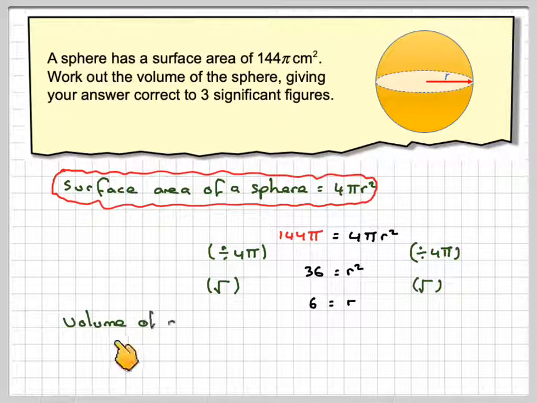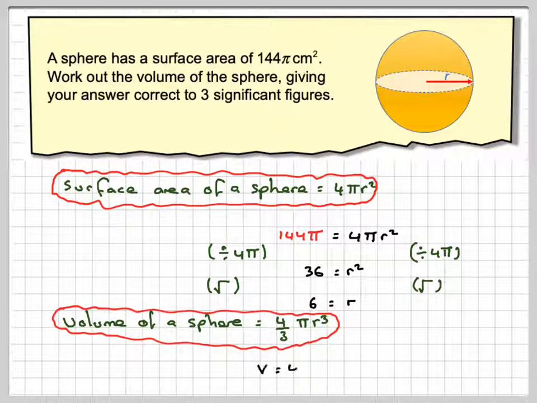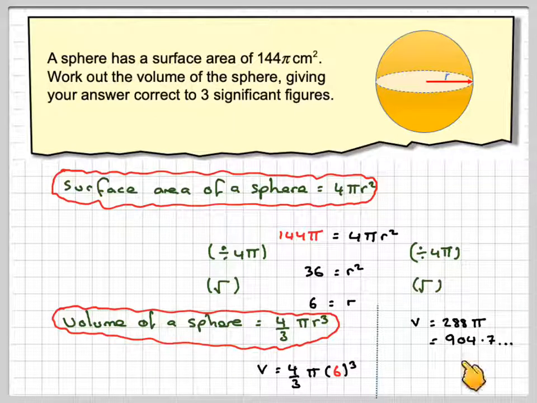Then the volume of a sphere is 4/3 pi r cubed. So V is 4/3 of pi times 6 cubed, and that's going to give me 288 pi. And that will give me an answer of 904.7. Giving the answer to 3 significant figures, the 7 will make that 4 a 5. So it gives a final answer of 905 centimeters cubed, correct to 3 significant figures.